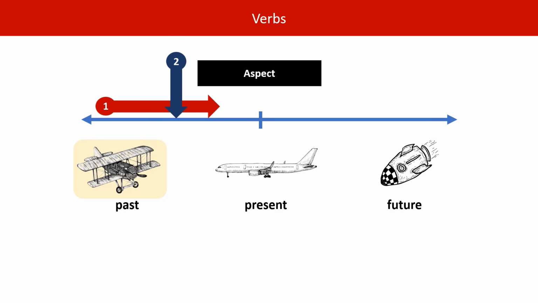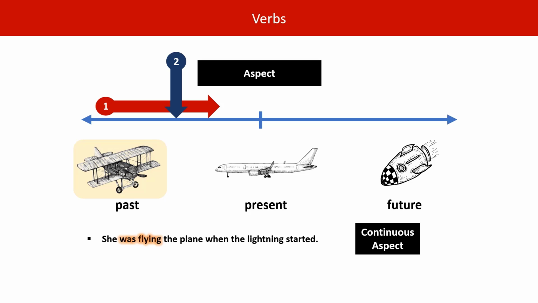Look at this one, an activity that was ongoing when another activity happened. She was flying the plane when the lightning started. Okay, this is an example of the continuous aspect. So the verb is in the past continuous tense.